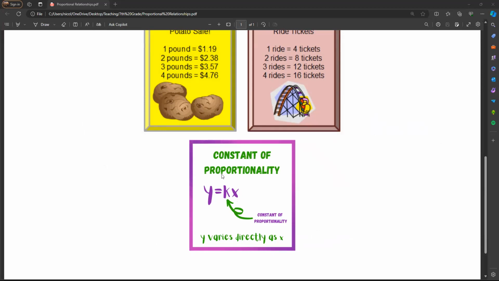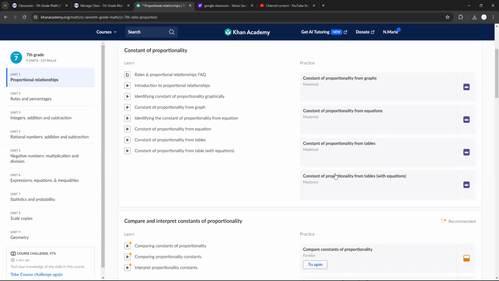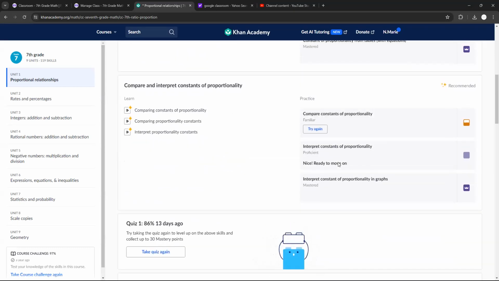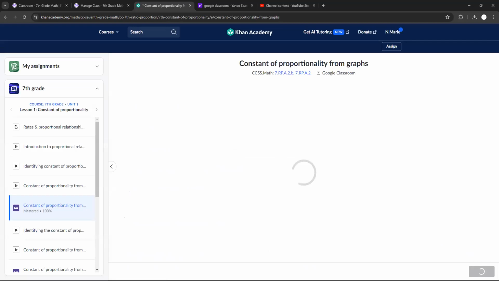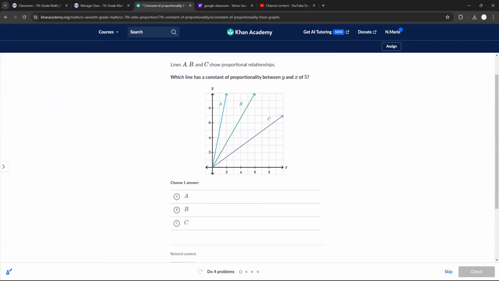Okay, so let's go to Khan Academy. Let's find constant proportionality from graphs, equations, tables. Compare them. Let's start here. Which line has a constant proportionality of 5? Well, constant proportionality, since it's a consistent change, when looking at a graph, it's the change of y over x. So up 5 over 1. Which of these can you go up 5 over 1? And that would be this one, this blue one.